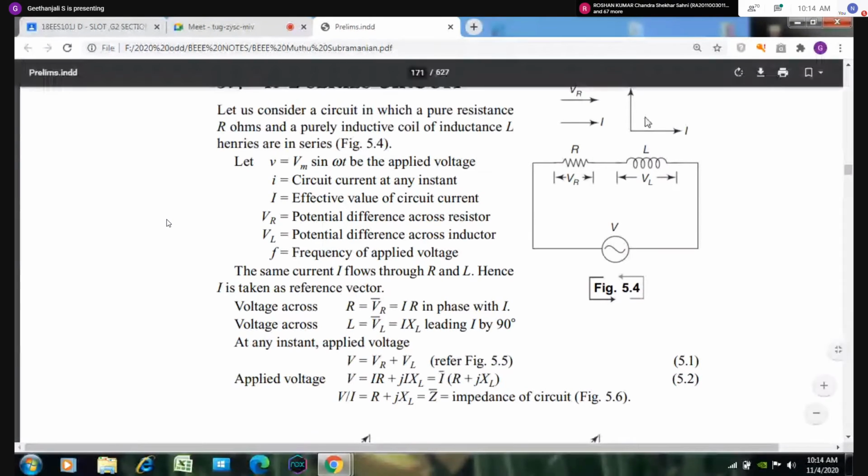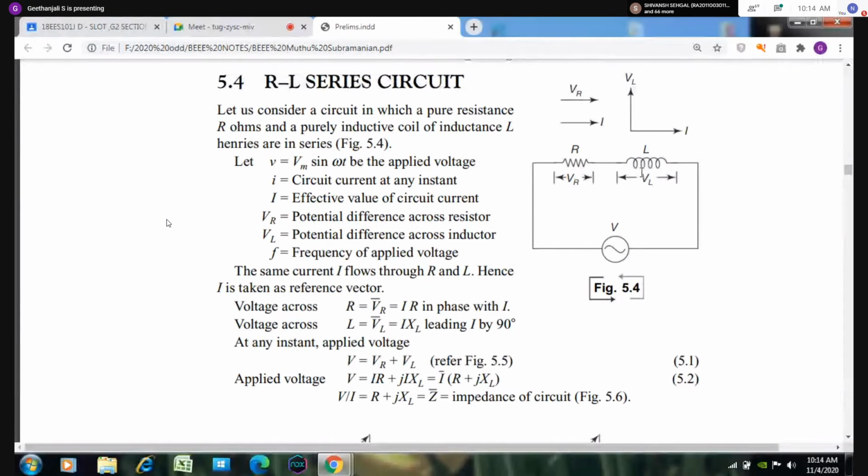So what about this R? The voltage across the resistor is given by VR. VL is nothing but the voltage across the inductor. We know that VR and I are in phase with each other, that's why the two arrows lie on the same line. What about the inductor? Here in the series circuit, since the current is the same for R and L, we are taking I as the reference.